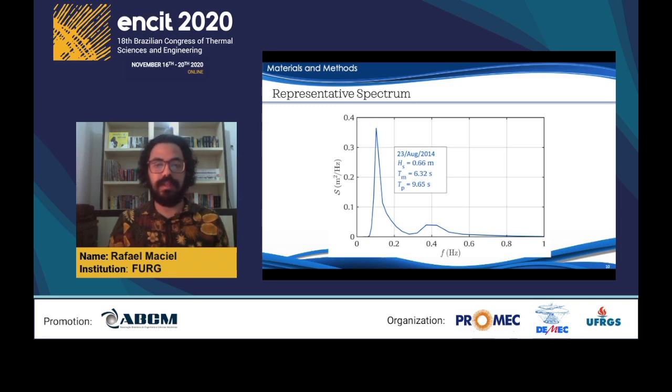Then we took the daily variance spectrum for each day of the year. And then we chose the spectrum that had a significant height of 0.66 meters and an average period closest to 6.3 seconds, which in this case was 6.32. That was August 23rd, 2014, and it had a peak period of 9.65 seconds.